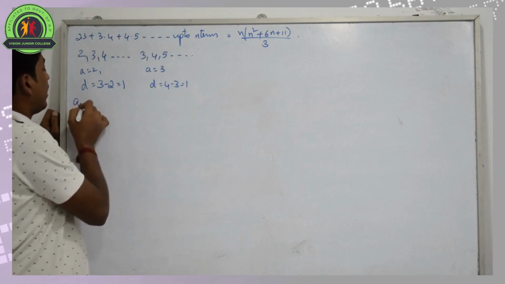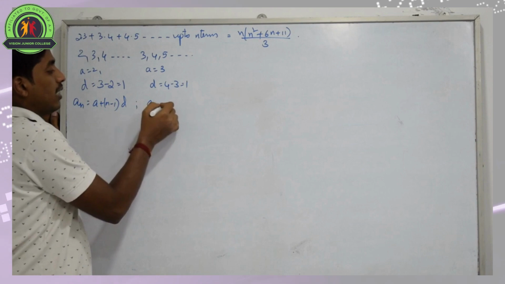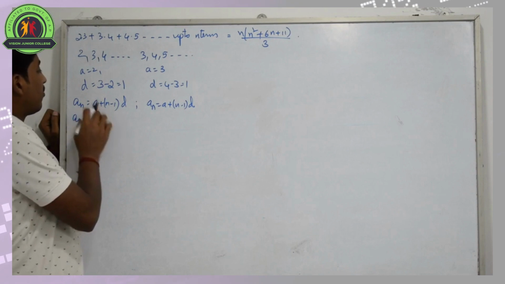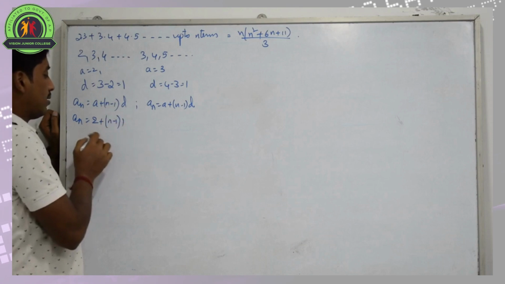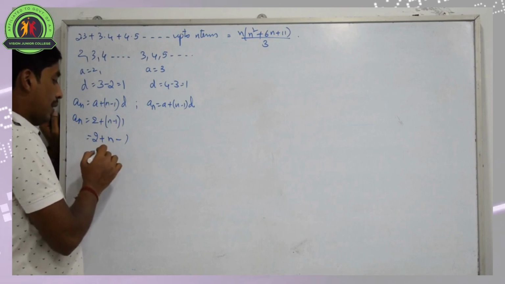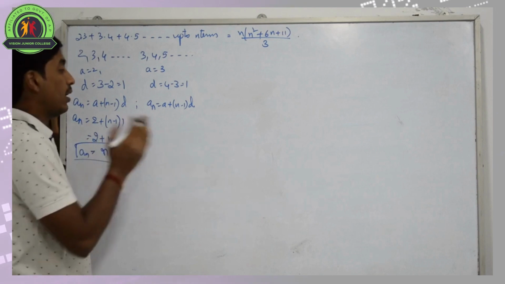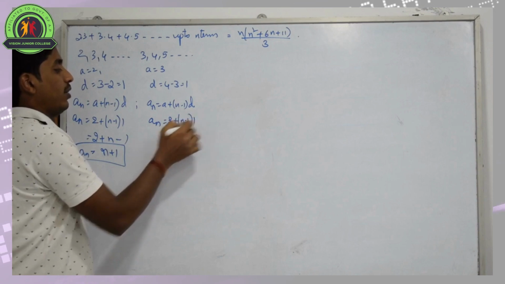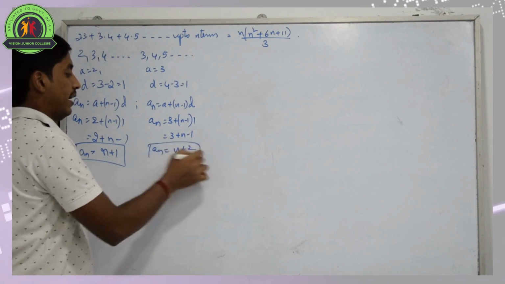Now tell me what is AN? AN is A plus n minus 1 into D. Here also AN is A plus n minus 1 into D. That is AN is equal to, what is A? 2 plus n minus 1 into, what is D? 1. That is 1 into n is n, 1 into 1 is 1, 2 minus 1 is plus 1. Therefore, n plus 1 is my AN of the first set. Similarly for the second, A is 3 plus n minus 1 into 1, that is 3 plus n minus 1, that is n plus 2. This is my second AN.